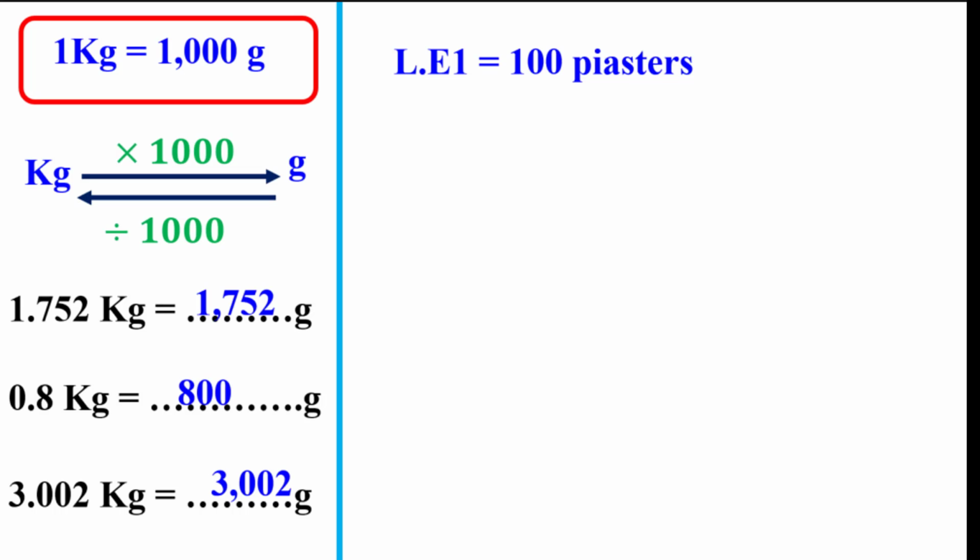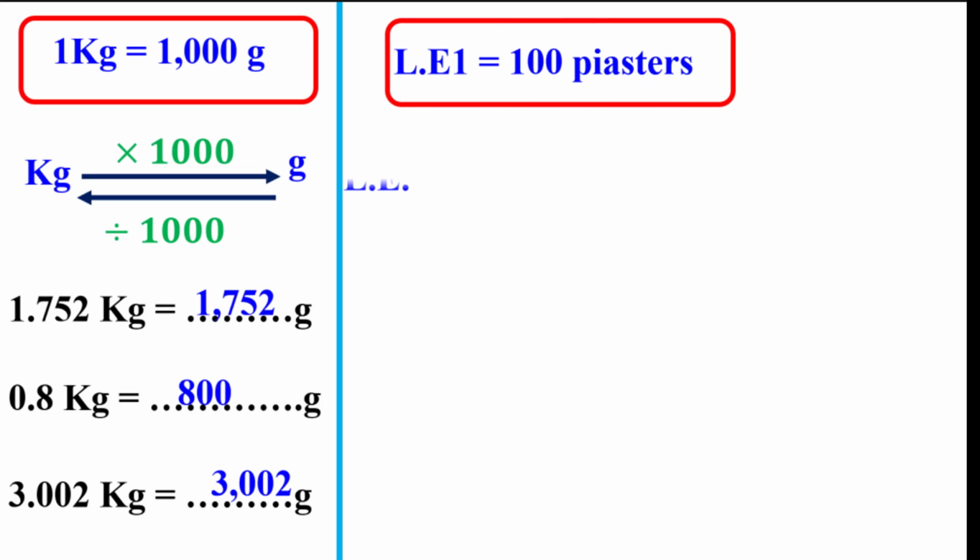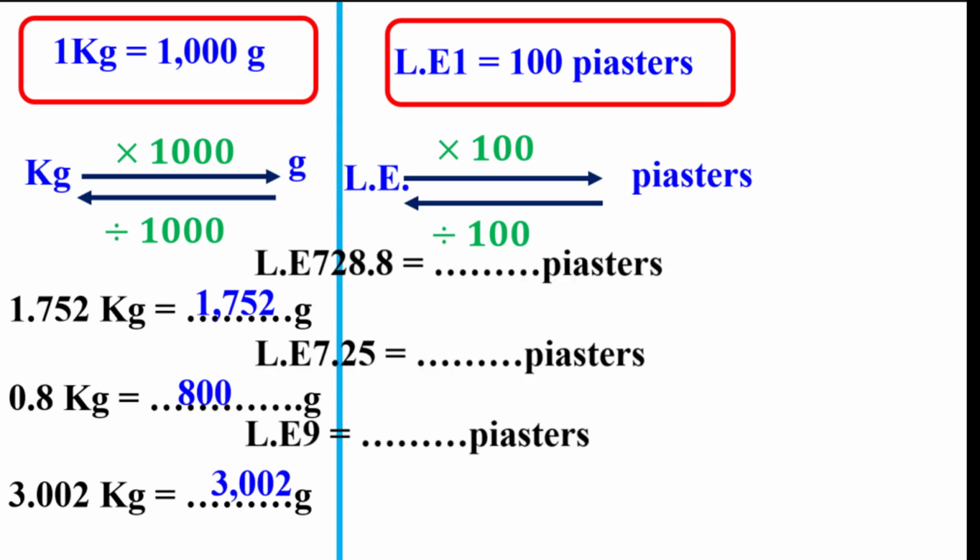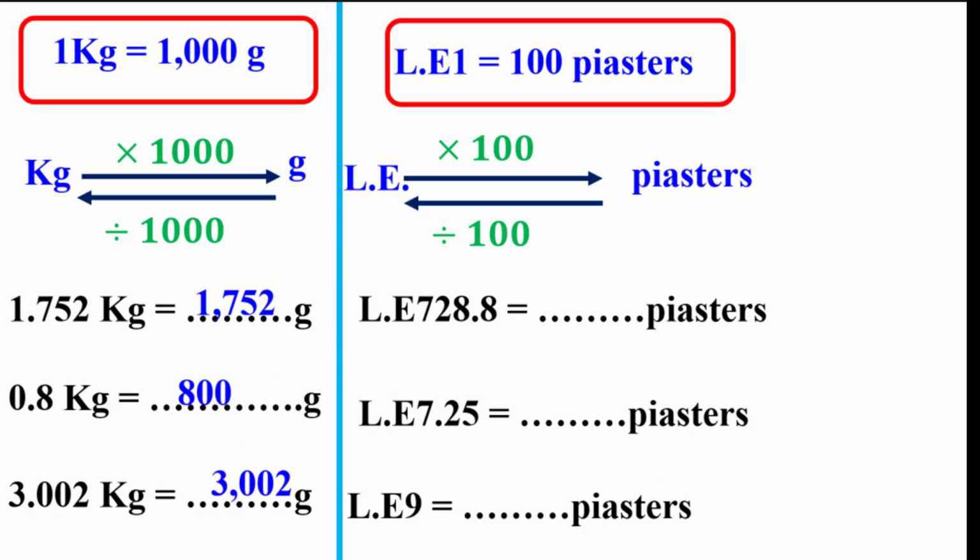By the same way, 1 pound equals 100 piasters. From Egyptian pound to piasters, multiply by 100, and the reverse, divide by 100. He asked here, the first one, we have here just 1 decimal place, so you have to insert 1 zero, multiplying by 100. It will be 72,880.